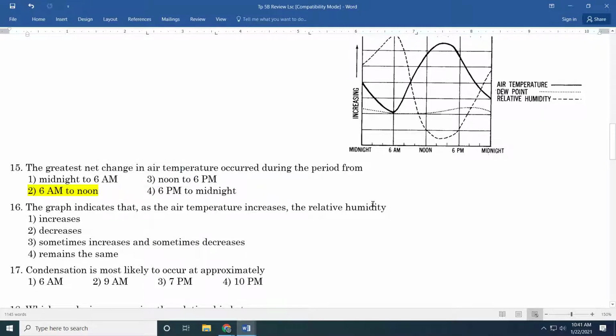The graph indicates that as air temperature increases, humidity does what? So, all right, low air temperature goes up, humidity is this one. Humidity, whoa, nosedive, goes down, decreases.